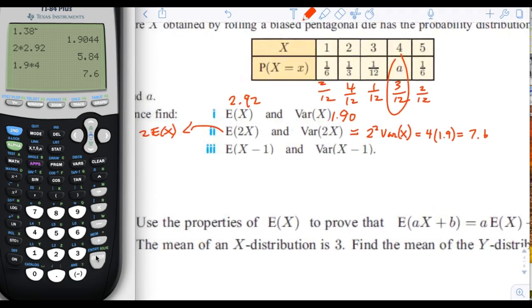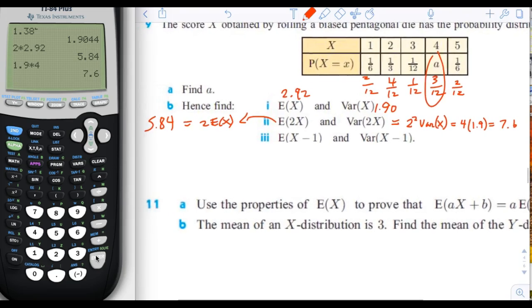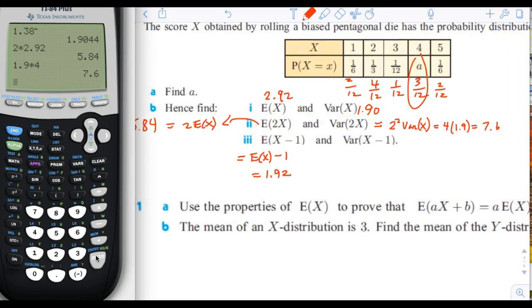And last row. The expected value of x minus 1. What that does is it shifts the entire distribution to the left by 1. So that's equal to mu minus 1. So it's equal to E of x minus 1, which is equal to 1.92. It's 2.92 minus 1. And the variance of x minus 1, remember when you shift the probability distribution to the left, it doesn't change the variance because the dispersion or the width of the distribution stays the same. So it's still equal to 1.90.